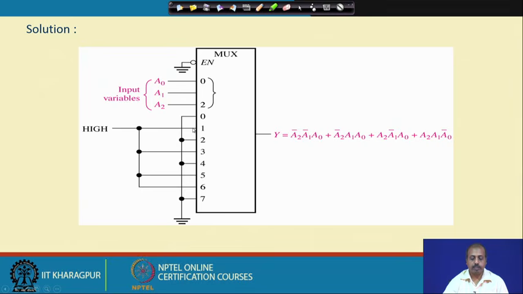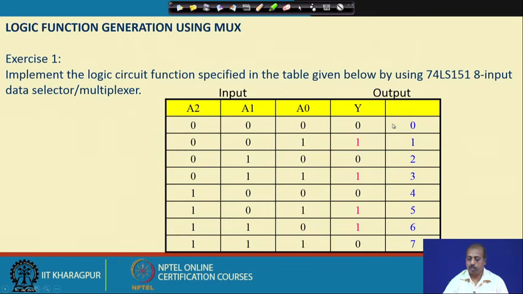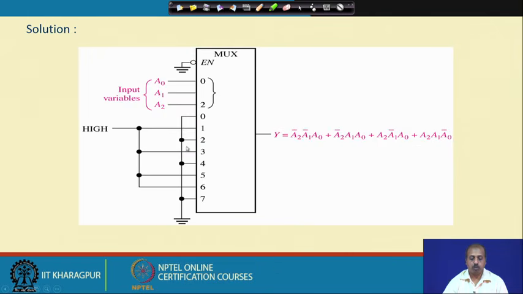So, the data inputs 1, 3, 5 and 6 are tied high, and the data inputs 0, 2, 4 and 7 are tied low.